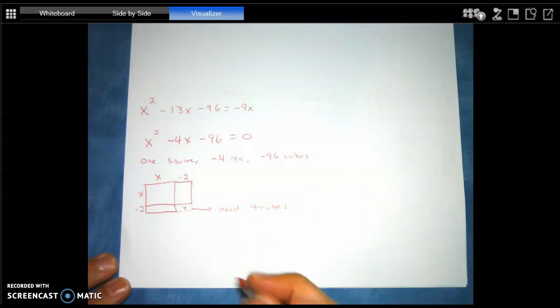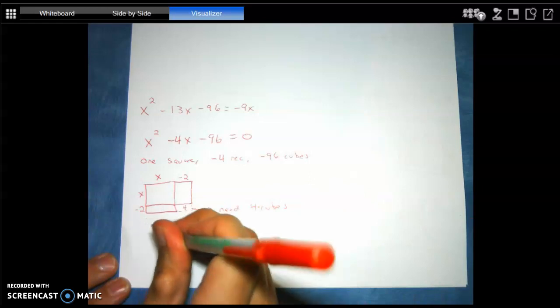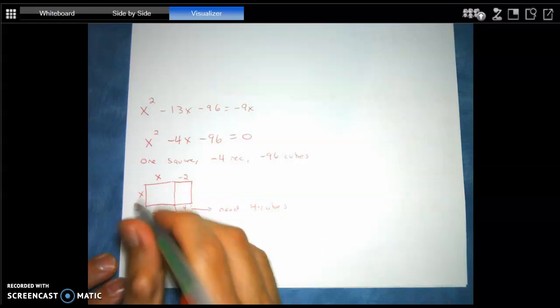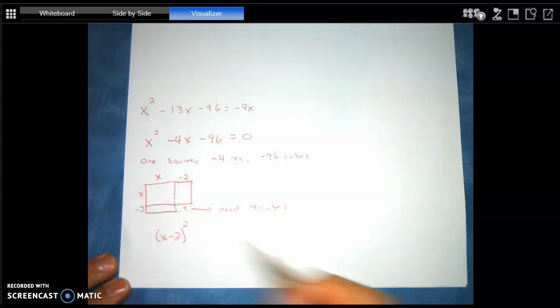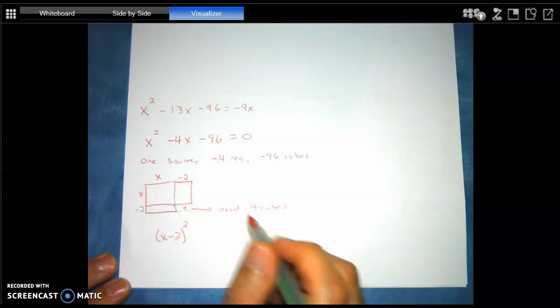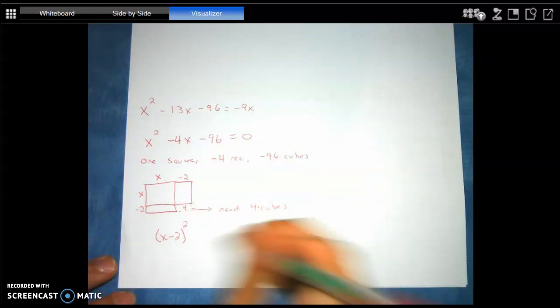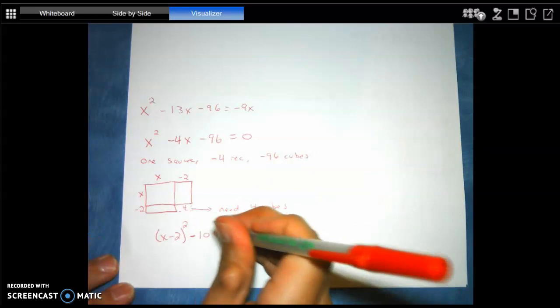Okay, let's look at the overall area. Well, it's x minus 2 squared, because we're multiplying width times length. I need 4 cubes. I'm already in the hole 96 cubes. Well, now I'm in the hole 100 cubes.